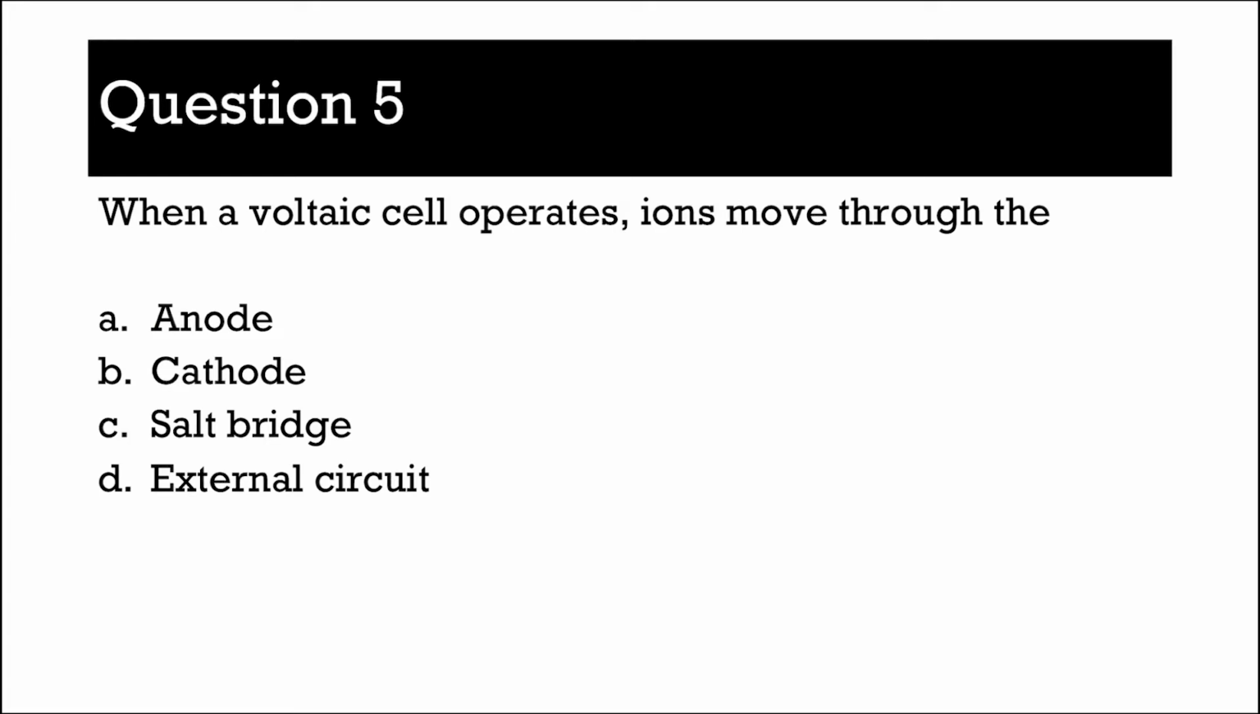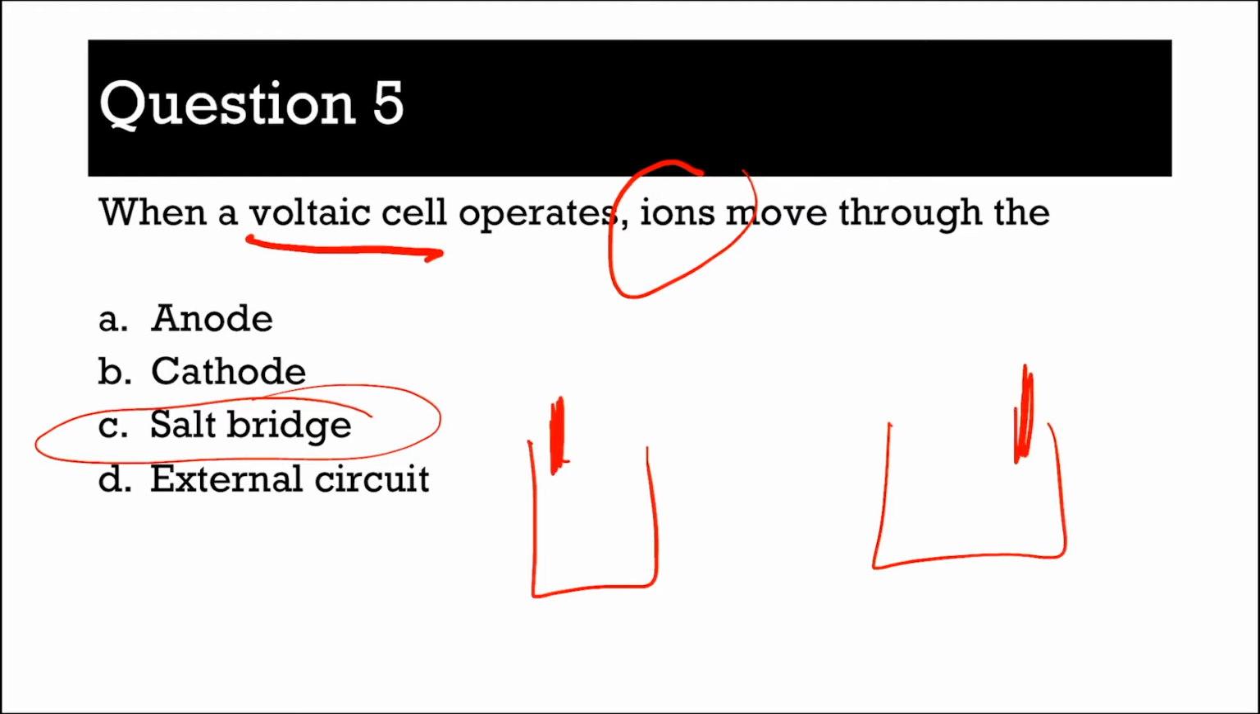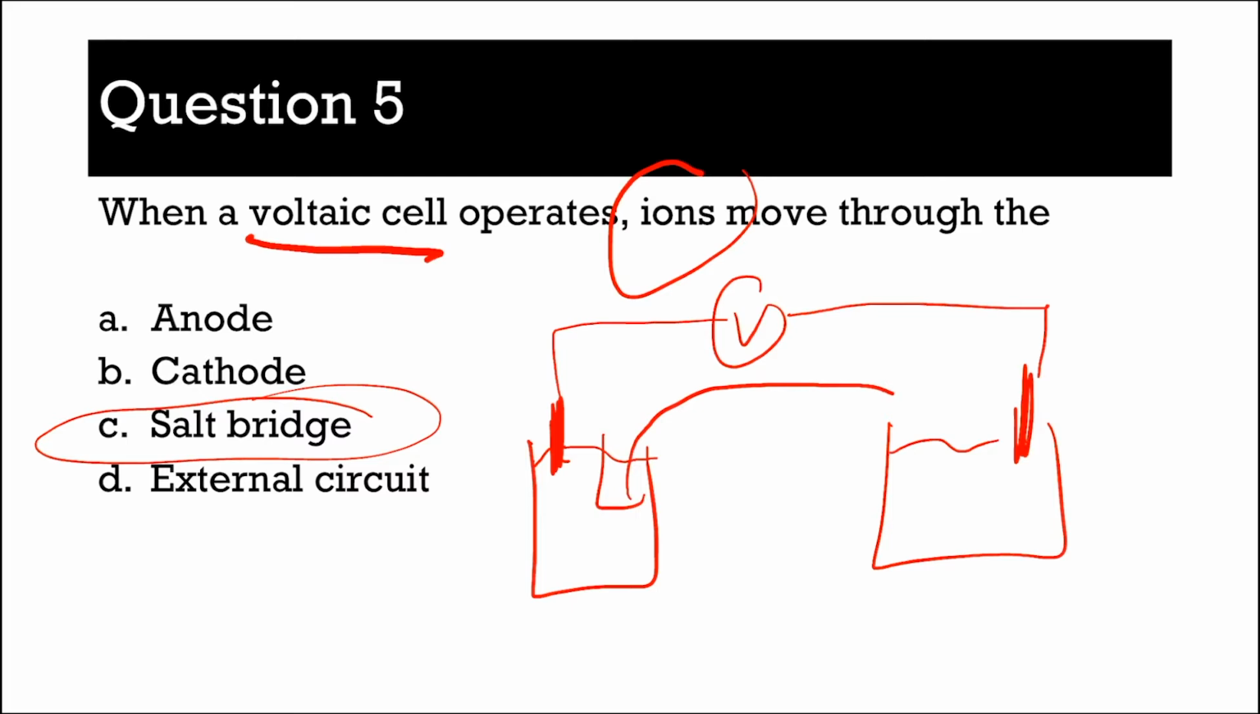Number 5, in a voltaic cell, as it operates, ions move through the salt bridge. That's one of the kind of definition questions. And if you think about it, here's your cell, your voltmeter, your wire. But that's not a complete picture. What you have is this kind of bridge-shaped thing. That's your salt bridge, and that allows ions to transfer back and forth and kind of keeps neutral charges in both of the different cells.